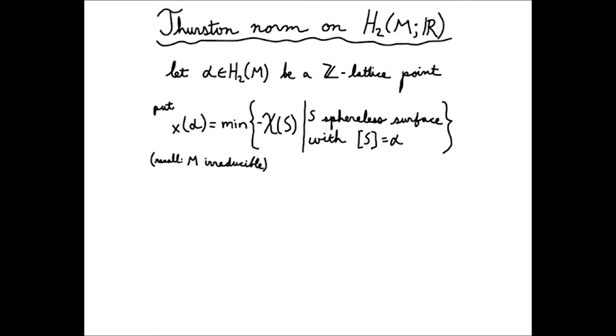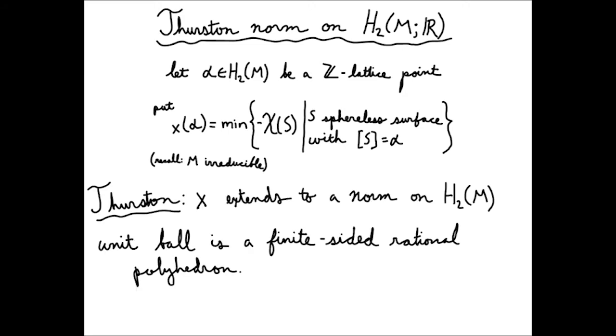So I'll quickly review the Thurston norm on homology. If we have some lattice point alpha in H_2 of M, and coefficients are going to be real for this talk, define x of alpha to be the minimum of the negative Euler characteristic of all sphereless surfaces representing the homology class. So this is measuring the minimal complexity of the surfaces representing the class.